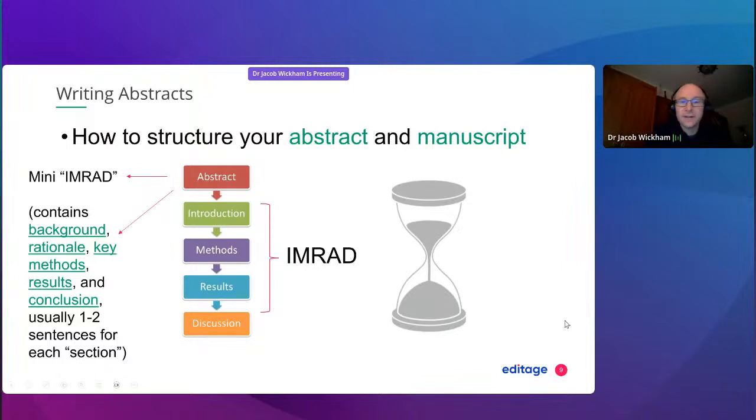And overall, the abstract is like a miniature version of your paper. So it contains the introduction, methods, results, and discussion. And by introduction, we mean there's background information and then the rationale, why you did the study. And don't forget to include the key methods, key results, and the conclusion. Usually 1 to 2 sentences are used for each section.